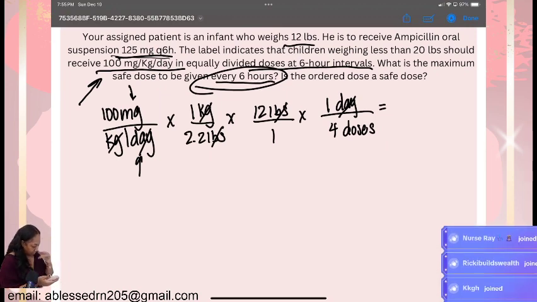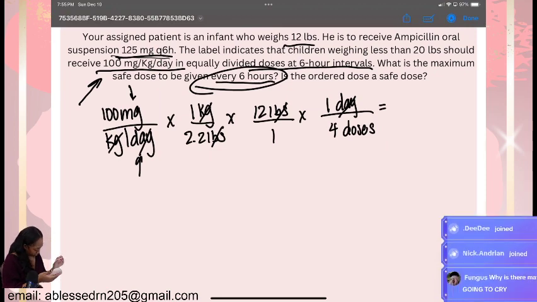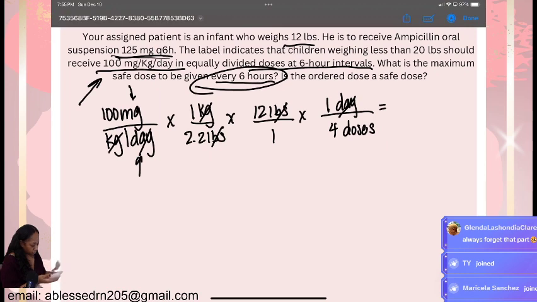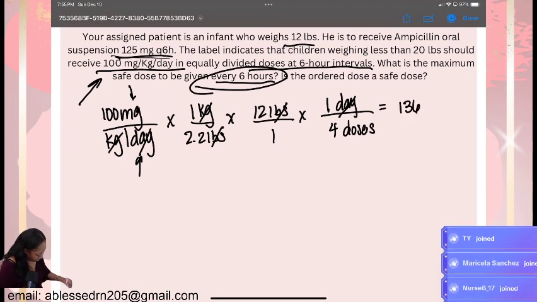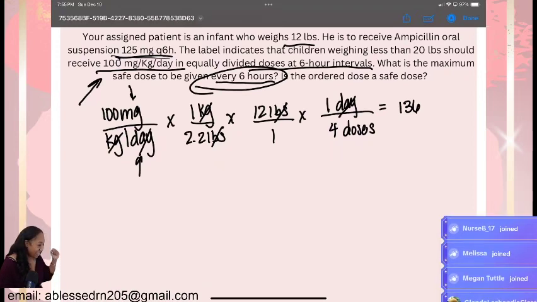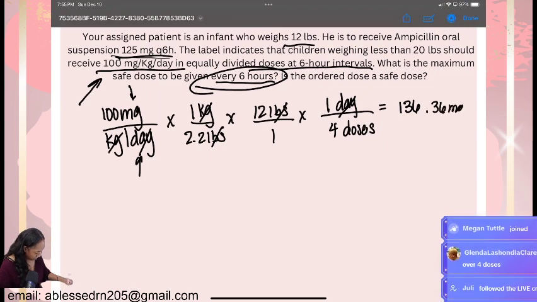100 times 12 times 1 divided by all those ones at the bottom, divided by 2, divided by 4. So in one dose, you can give this many milligrams, okay?